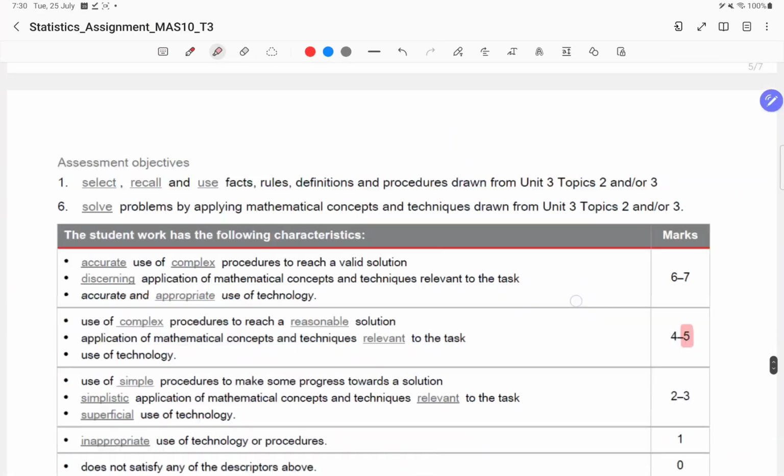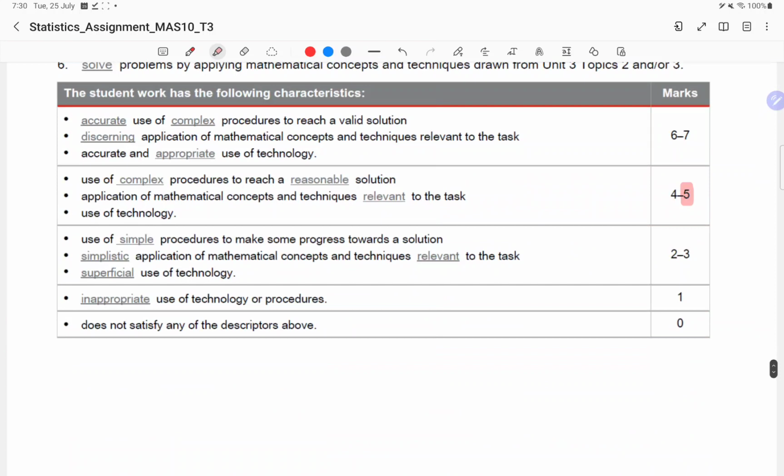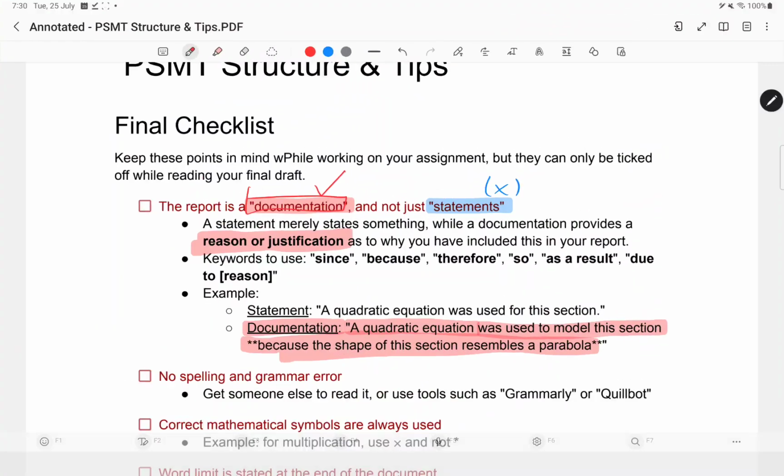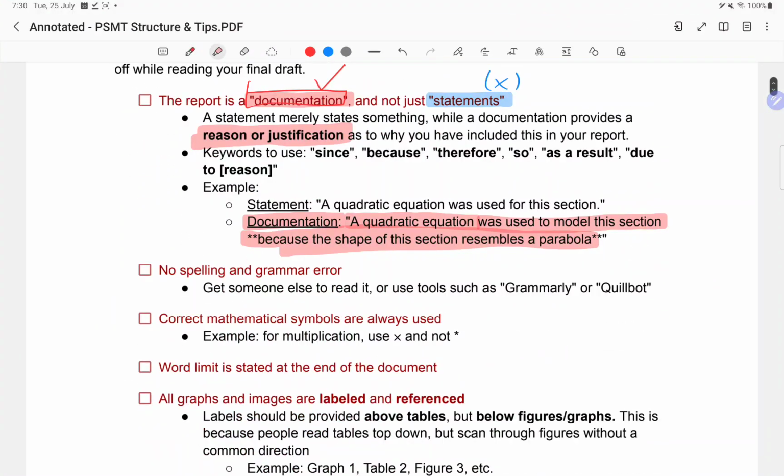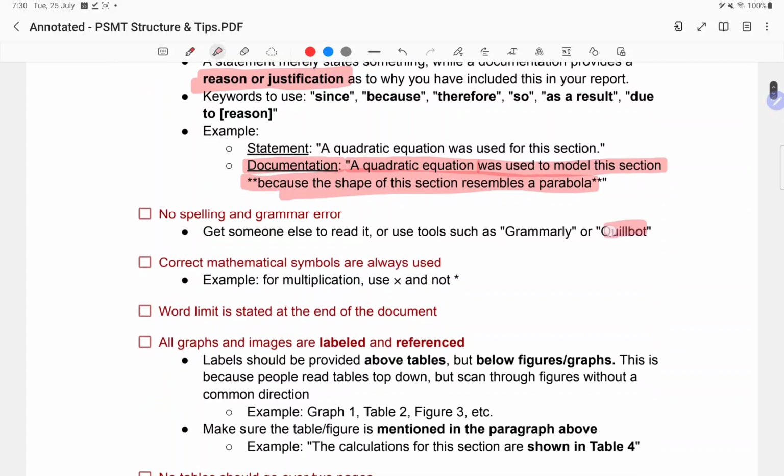Okay. So yeah, so that's the documentation and statement things. Okay. Moving on. The next part is, yes, spelling and grammar errors. These are the key here. You can use Grammarly or Quillbot.